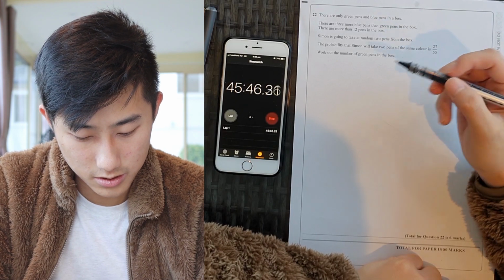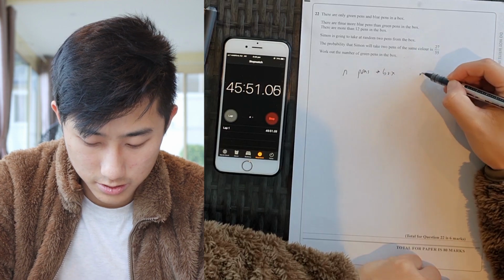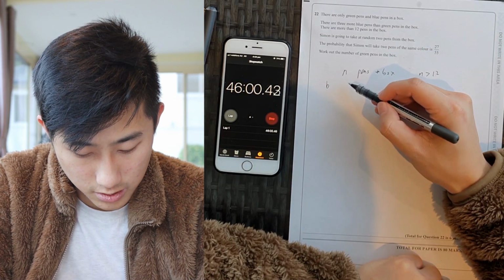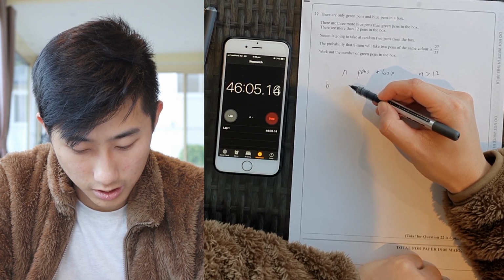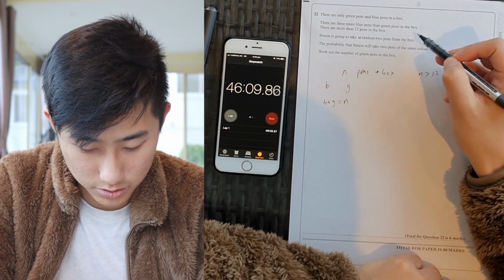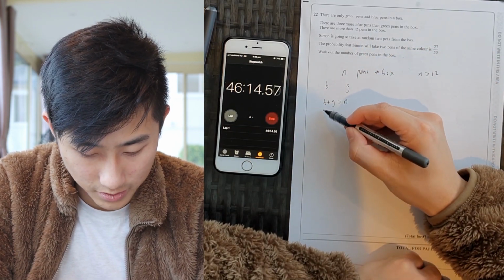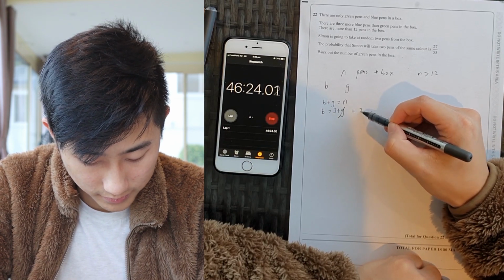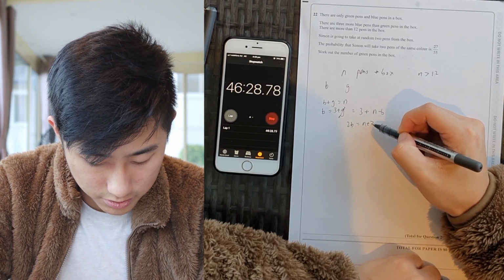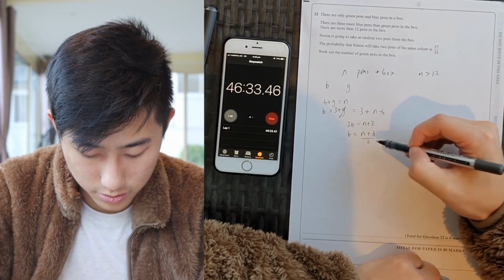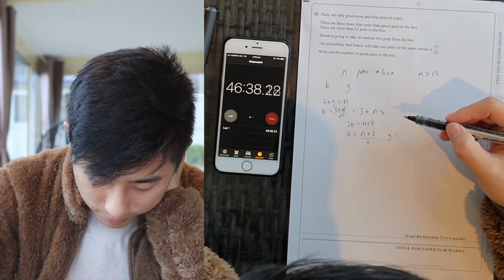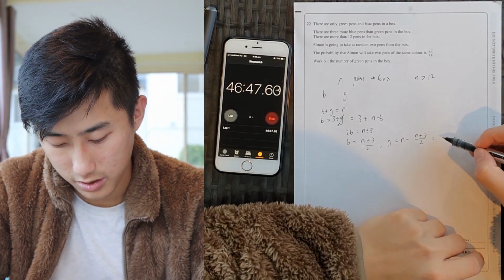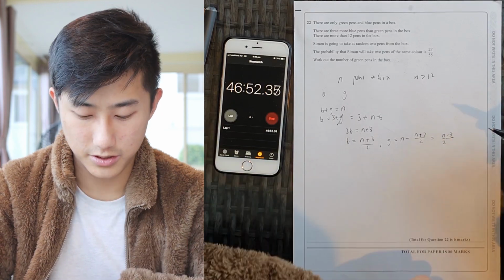So let's say there's n pens in the box. We know n is greater than 12. And let's say there's b blue pens and g green pens. So b plus g equals n, and we also know that b equals 3 plus g, because there's 3 more blue than green. So replace that with n minus b: 2b equals n plus 3, so b equals (n plus 3) on 2. g is equal to n minus (n plus 3) on 2, which is n on 2 minus 3 on 2, okay?